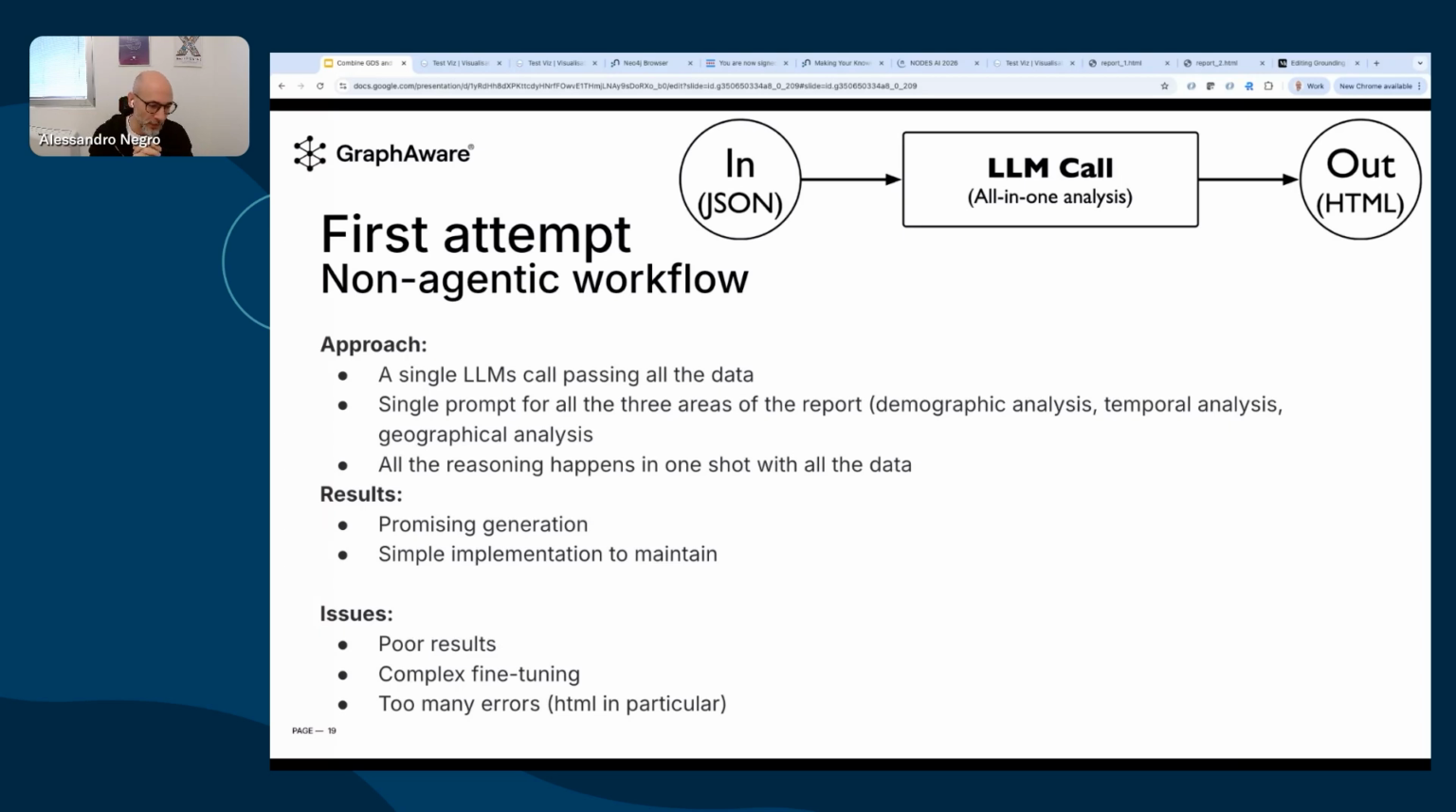What we got from this first attempt was quite a promising generation, because the first result was actually revealing interesting patterns. And of course, this was a simple, quick and dirty test for us to implement and then to maintain. But when we went through the details of the different reports for different types of groups, we noticed that the results were quite poor, in the sense that some sentences were repeated many times, that the HTML was not always generated properly, that the ordering and the computation of several statistics was often wrong.